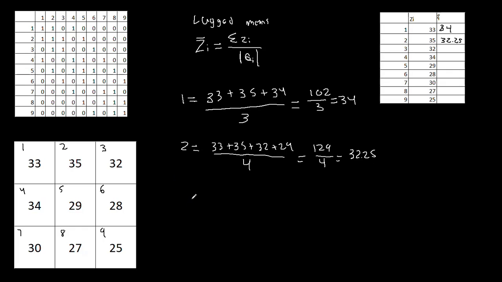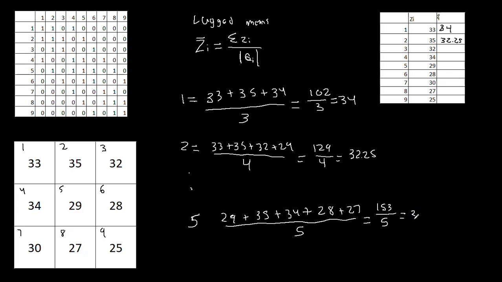All right, let's do a couple more just to make sure that you understand how this works. Let's do 5. So 5 would have 29 plus 35 plus 34 plus 28 plus 27, divided by, well, how many neighbors are there? There's a total of 5. That's going to be equal to 153, the sum of this top row, divided by 5. If you do the math on that, you get 30.6, which we can then add to our table over here.